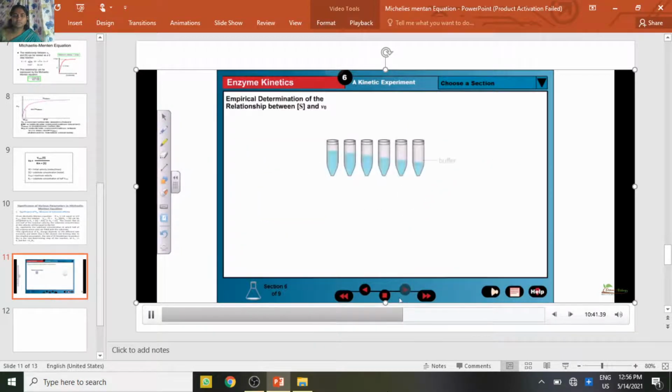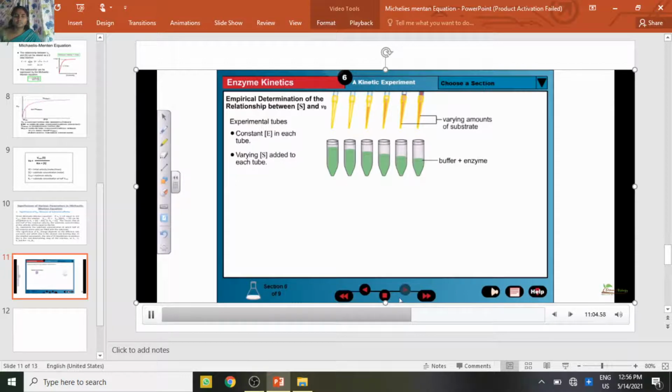To experimentally determine the relationship between substrate concentration and initial velocity, a biochemist sets up a series of test tubes for the reaction. Each tube contains a constant amount of enzyme, but the amount of the substrate placed in each tube varies. For easy analysis, the biochemist often chooses a substrate that yields a product that has a different color or different fluorescence.